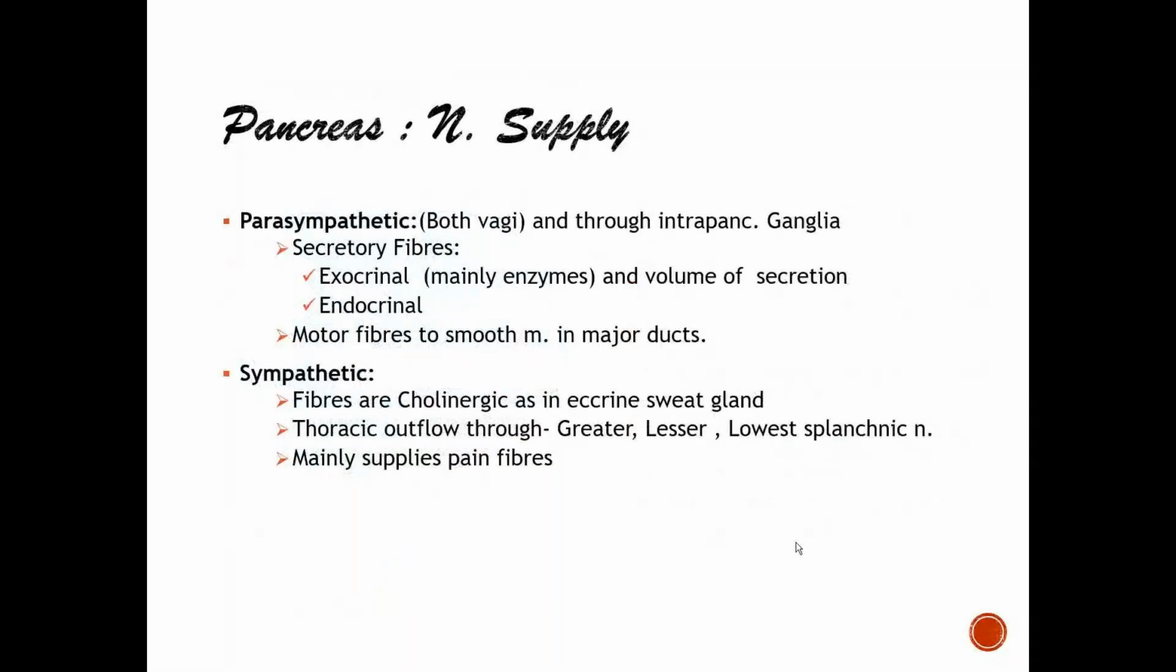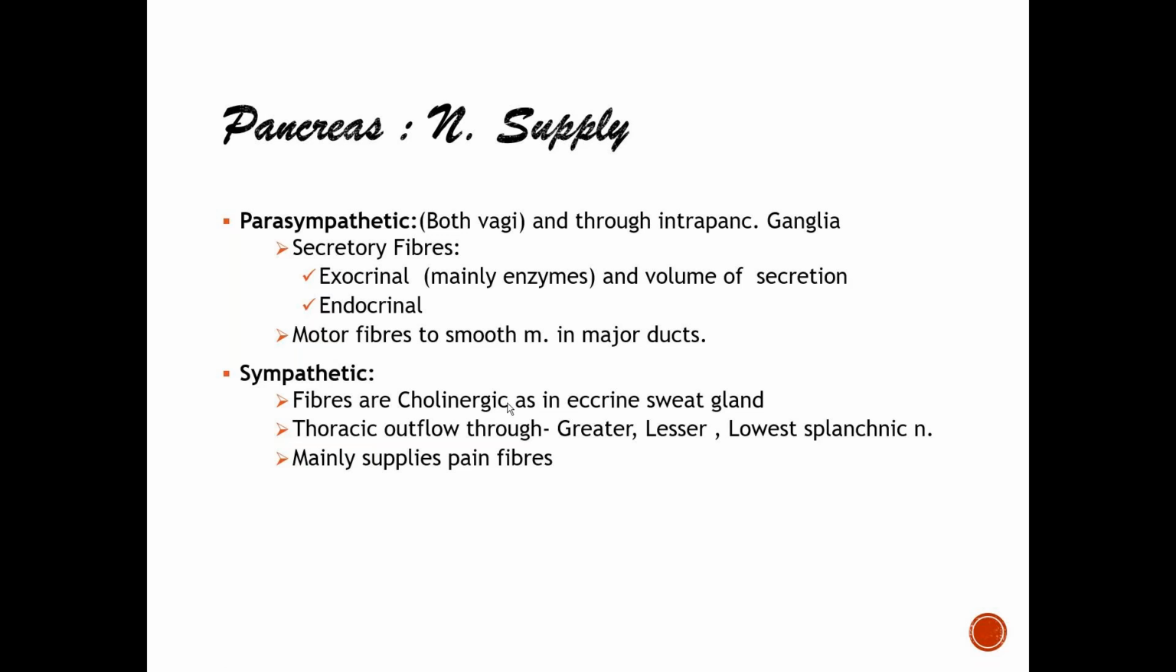The nerve supply: parasympathetic and sympathetic. The parasympathetic supply is from both the vagi, which have their ganglia inside the pancreas, so intrapancreatic ganglia, and they are basically supplying two types of fibers: the secretory fibers for the exocrine, mainly enzymes and volume secretion, and the motor fibers for the smooth muscles in the major ducts, which propel the pancreatic secretion on into the duodenum. You have the sympathetic supply. These fibers are cholinergic, as in eccrine sweat glands. That means sympathetic fibers secreting acetylcholine. That's why they're known as cholinergic sympathetic fibers.